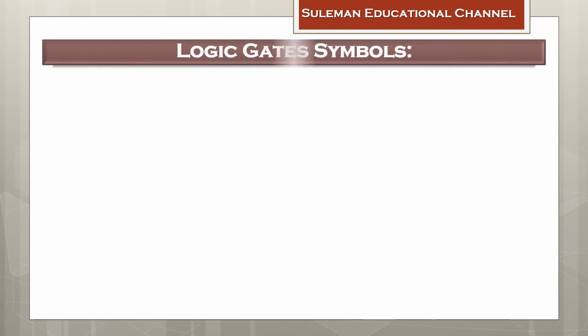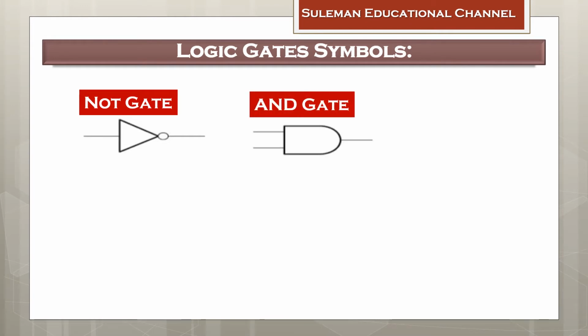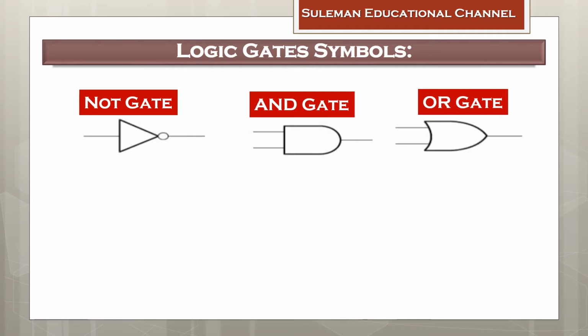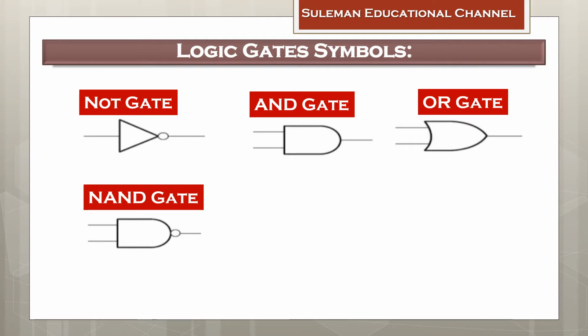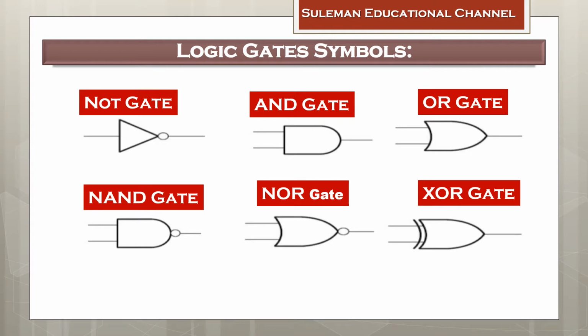Now, let us discuss about the types of logic gate along with their symbol. There are 6 types of logic gates. The first type is the NOT gate and is represented by this symbol. The second type is the AND gate and is represented by this symbol. The third type is the OR gate and is represented by this symbol. The fourth type is the NAND gate and is represented by this symbol. The fifth type is the NOR gate and is represented by this symbol. The sixth type is the XOR gate and is represented by this symbol. Keep in mind that XOR gate is also called exclusive OR gate.